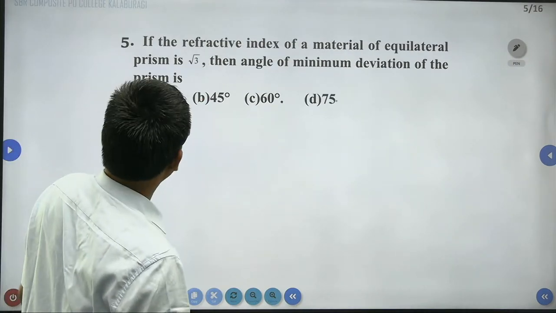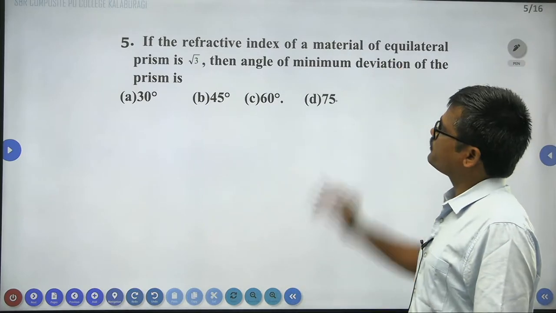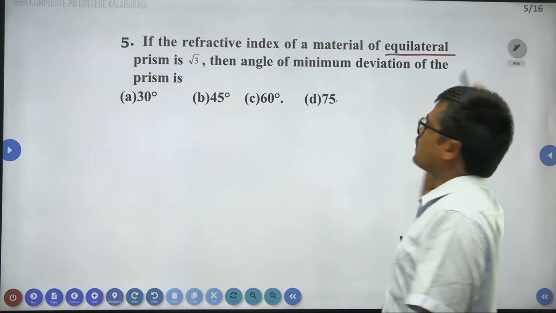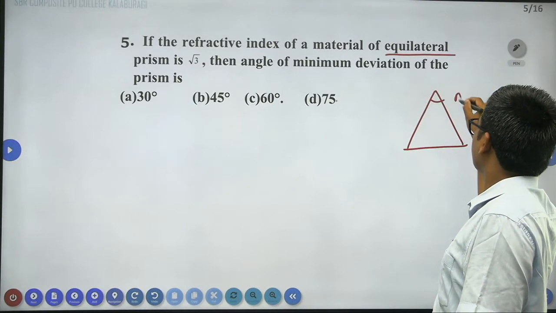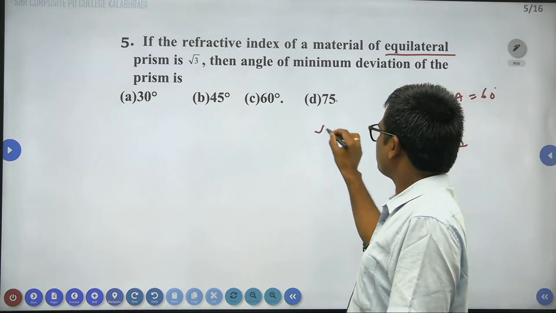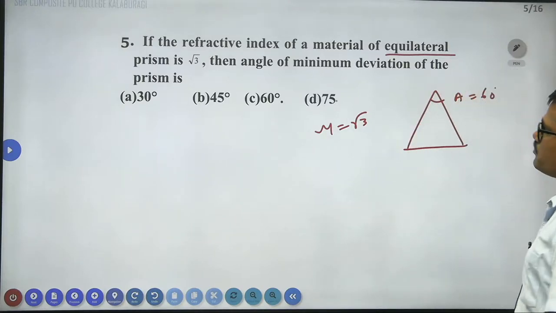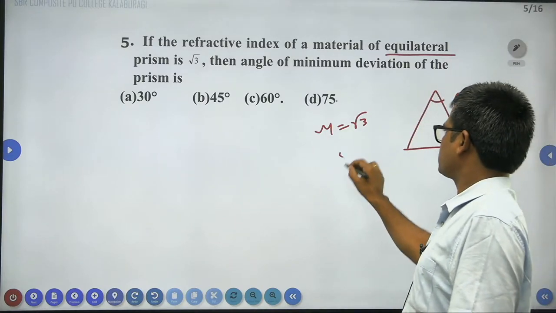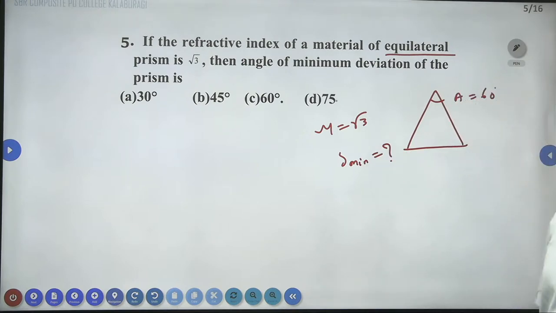Okay, see here. Next one. If the refractive index of the material of the equilateral prism is given, the name equilateral means the angle at all the vertices will be 60 degree. Therefore the angle of prism will be 60 degree. The refractive index of the prism material is given as root 3. Then they are asking the angle of minimum deviation of the prism.